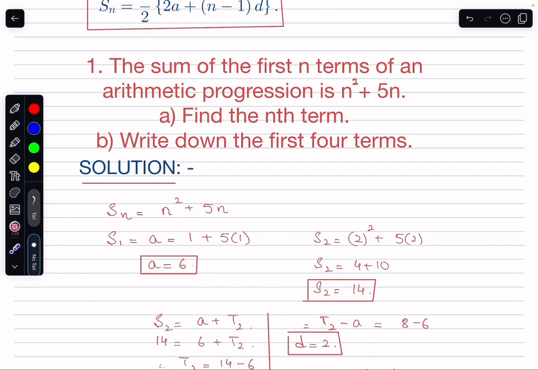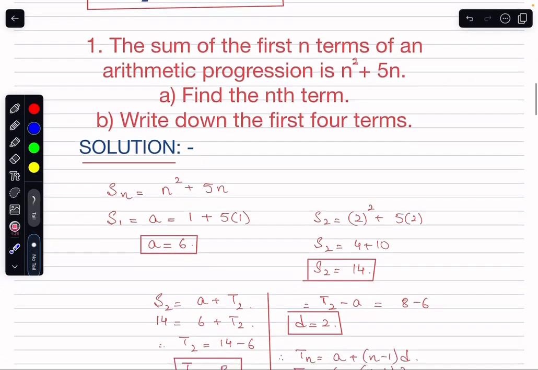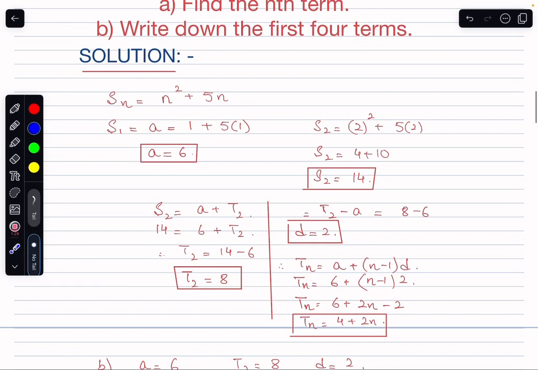By substituting n as 2, I can get the sum of the first two terms. So S2 will be equal to 2 squared plus 5 times 2, which is 4 plus 10, and my S2 comes out to be 14. S2 means the sum of the first two consecutive terms. Therefore, S2 equals A plus T2. I have the value of A and the sum of the first two terms, so I can get the second term from here.